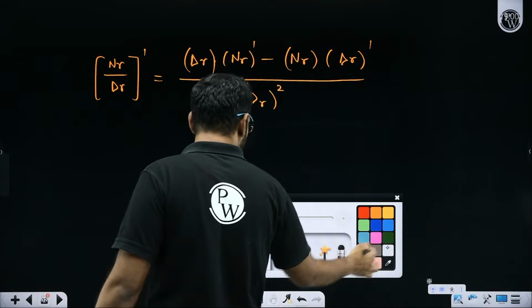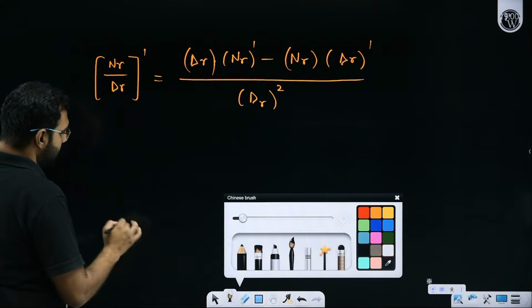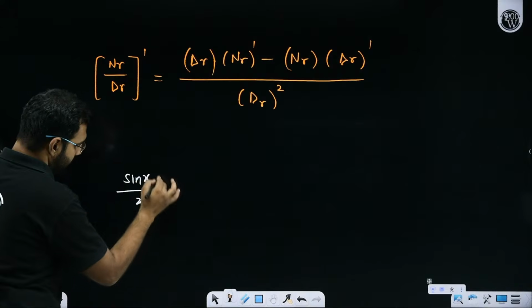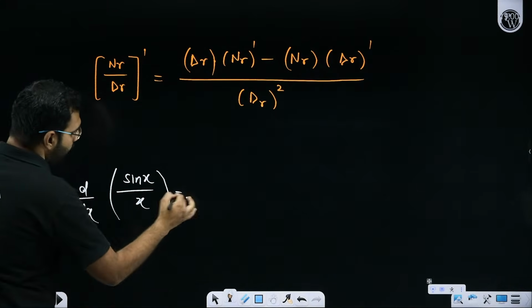Sir, we still are not able to get this. Can you explain it with an example? Of course, don't you worry about that. Let's say I'm given sin x upon x, and I want to find its derivative. How will you find it?